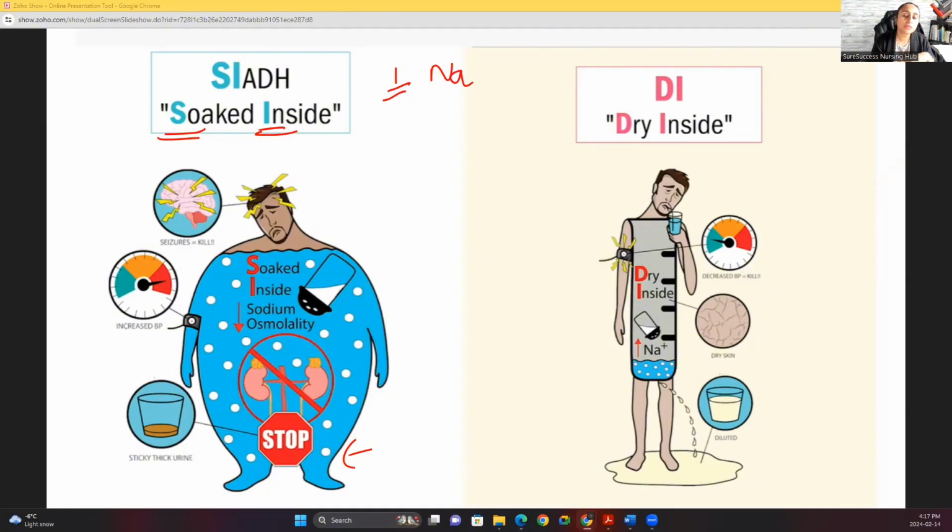And just imagine if you have too much water, sodium is decreased, hyponatremia, which is one of the reasons for seizures. You have to check the nervous system, neuro vitals, every day, because sodium goes with neuro.